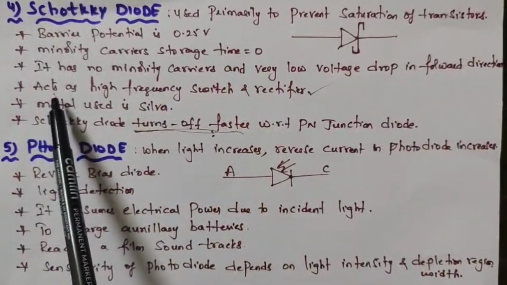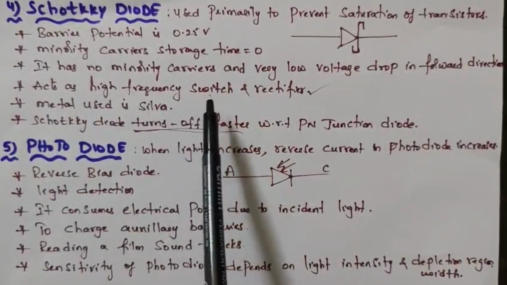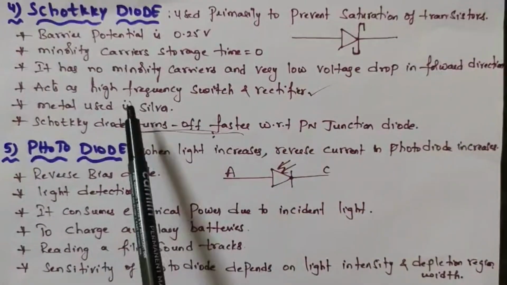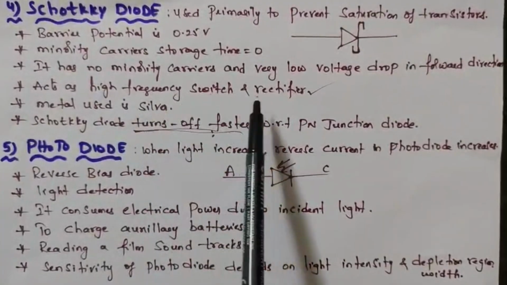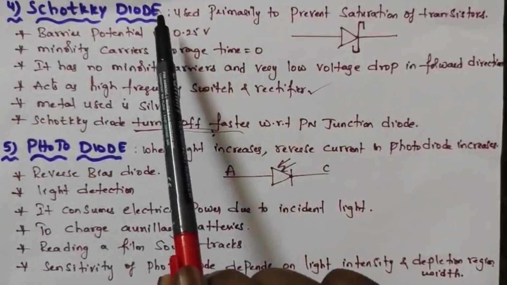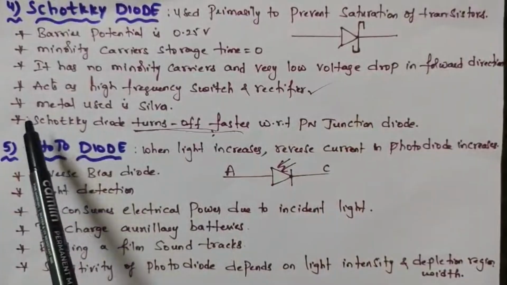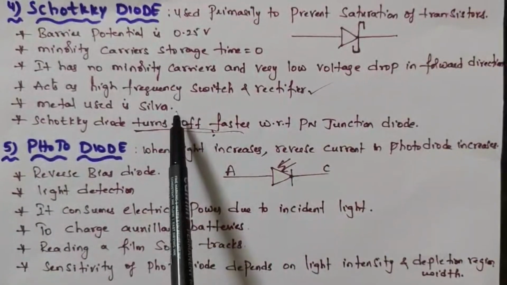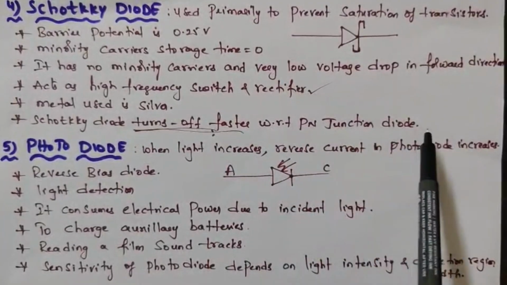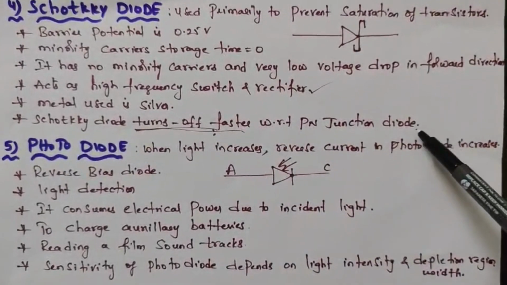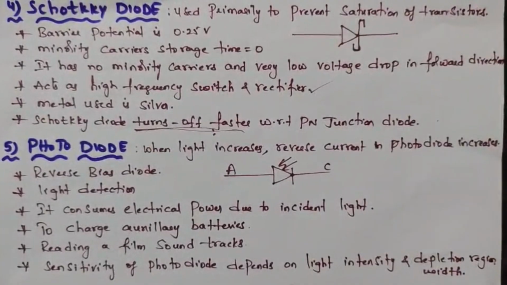And coming to the application point of view, it acts as a high frequency switch and rectifier. You may be asked in an MCQ which diode acts as a high frequency switch and rectifier, which means it is nothing but the Schottky diode. And the metal used here is silver, and the Schottky diode turns off faster compared to the PN junction diode. It is also one of the important MCQs.